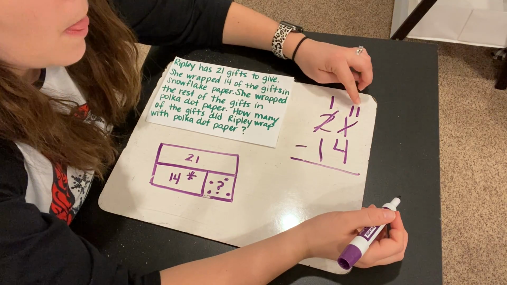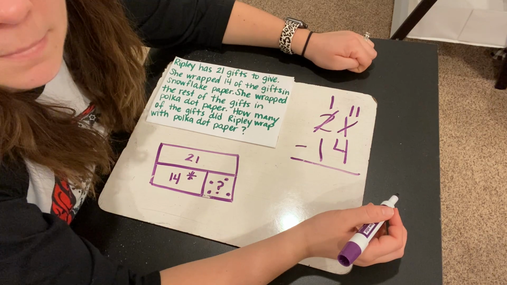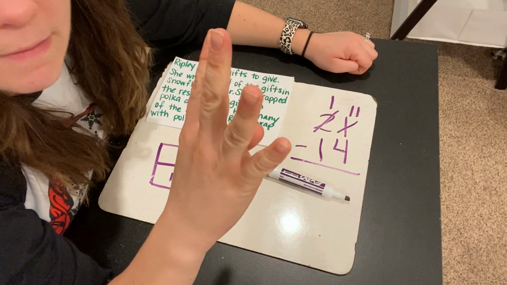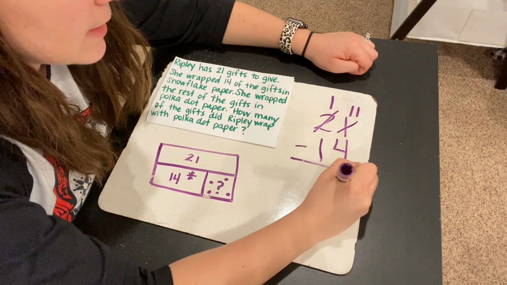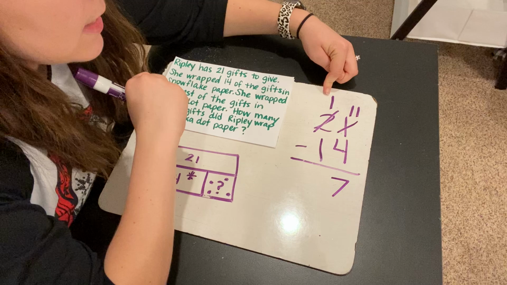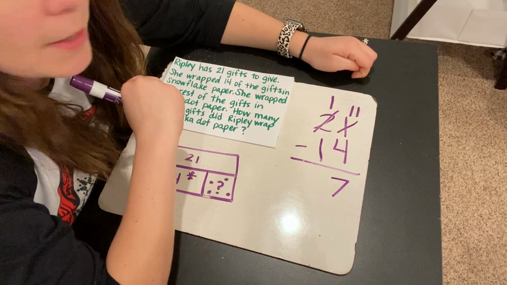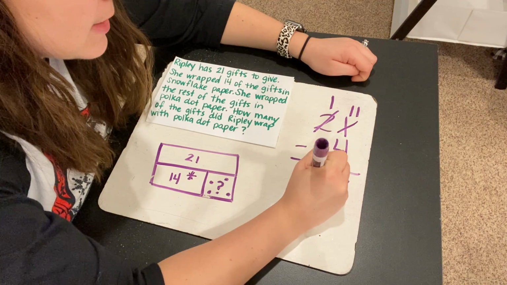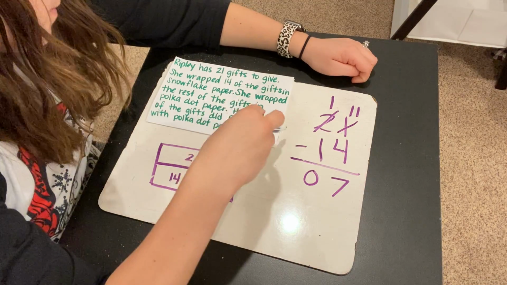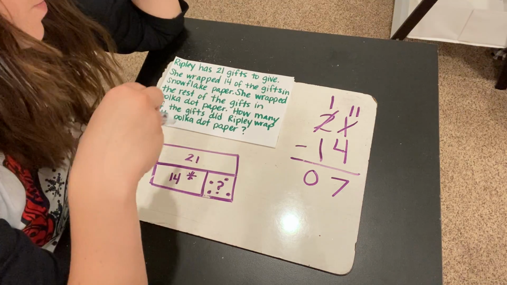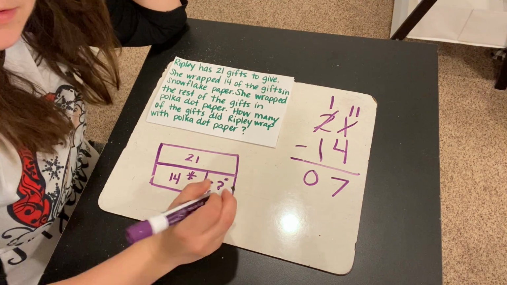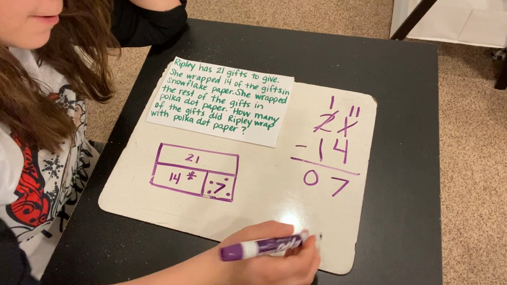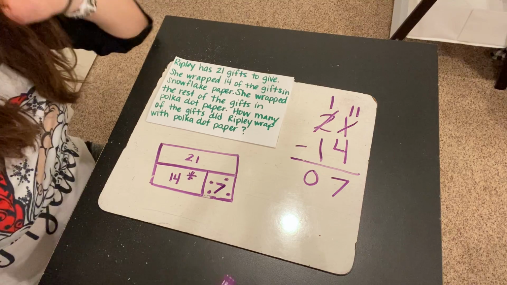So now let's do 11 take away 4. 11 minus 4. We've got 11, 10, 9, 8, 7. 11 minus 4 is 7. And then in the tens place, we have 1 take away 1. What is 1 minus 1? 1 minus 1 is just 0. So how many of the gifts did Ripley wrap in polka dot paper? She wrapped 7 in polka dot paper. All right, so 7 is our answer.